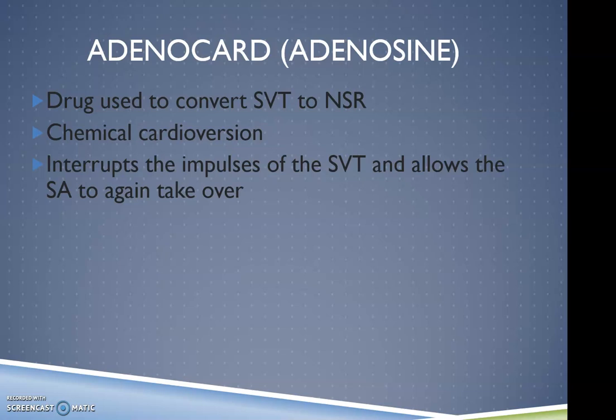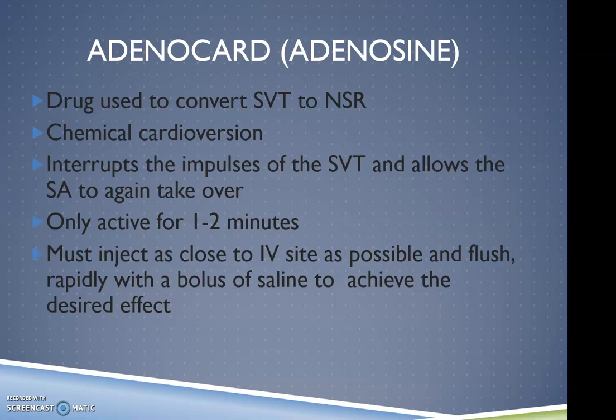What it does is it interrupts the impulses that are causing the SVT and allows the SA node to take over and fire again. It's only active in your bloodstream for 1 to 2 minutes, so you must inject it as close as possible to central circulation. So you're not going to inject it into a hand IV unless you have nothing else available. You want to use a central line or an antecubital IV, and it has to be followed by a rapid bolus of 20 mLs of saline. So we get it into that circulation and it can get to the heart before the effects of it wear off.